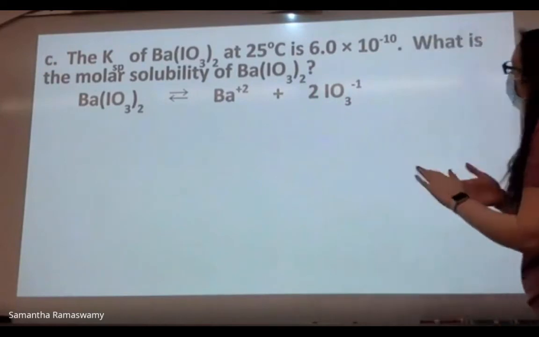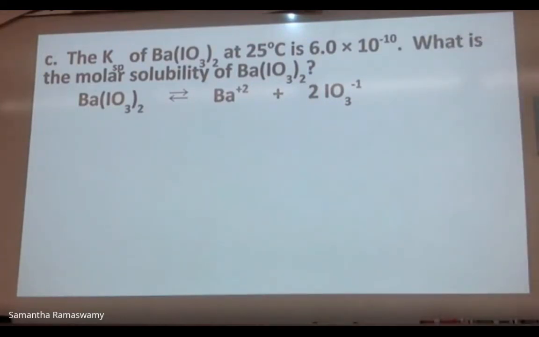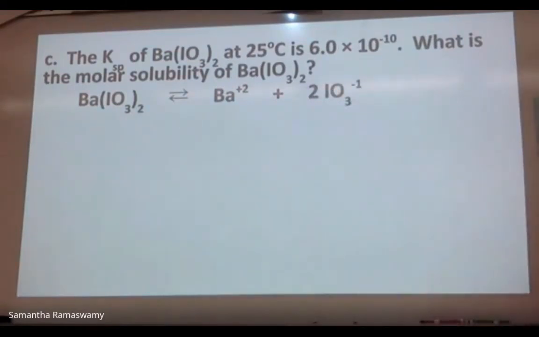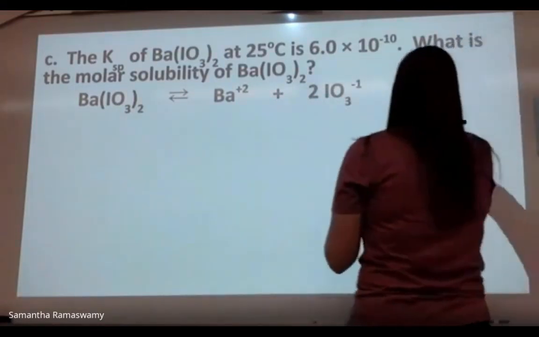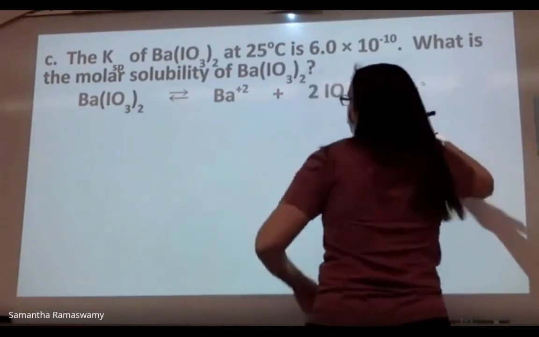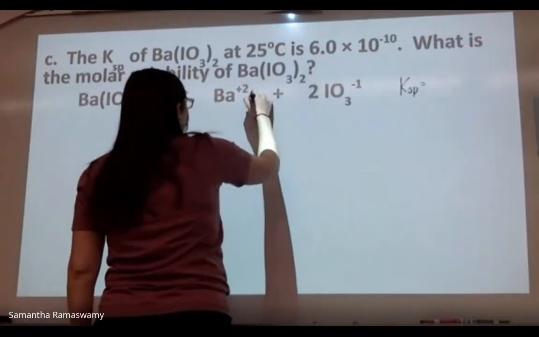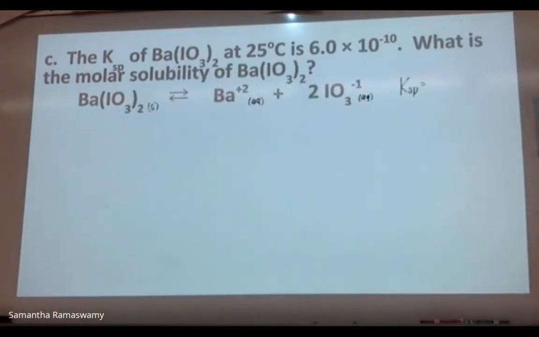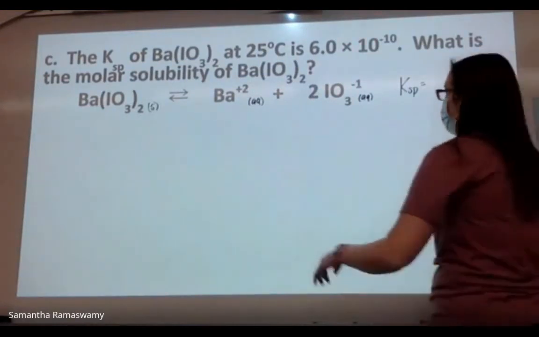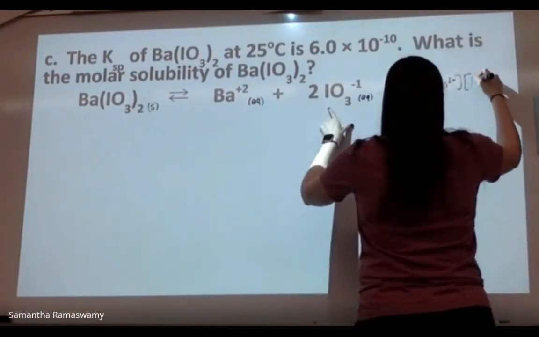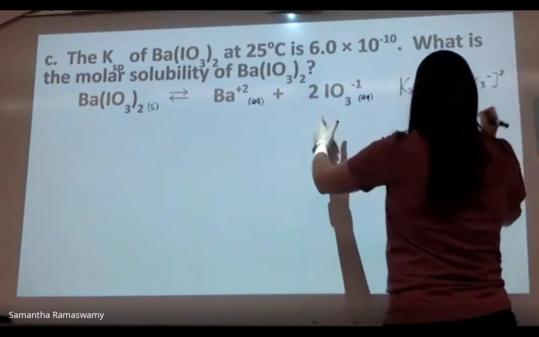So the Ksp for barium iodate is 6 times 10 to the negative 10. What is the molar solubility of barium iodate? So they already gave us the equilibrium reaction. Let's write the Ksp before we do anything else because I see that there's an equilibrium arrow here. So if I add states of matter, we have a solid and then our ions are aqueous. That's always the case if we have an insoluble solid or a slightly soluble solid. So I'm going to have the concentration of Ba2+ times the concentration of IO3- squared.